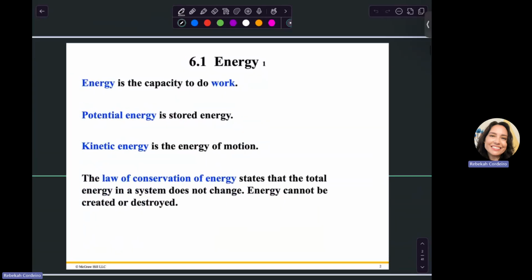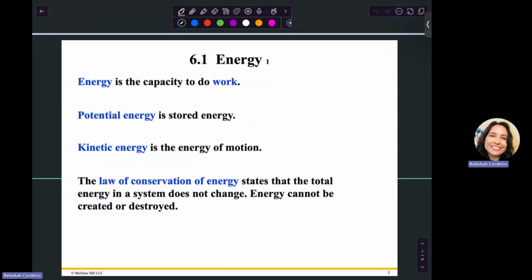All right, so this is going to be for Chem 1151, sections 6.1 through 6.4. In this chapter, we're going to talk about energy. And just as a reminder, maybe from a physical science class, energy is the capacity to do work.